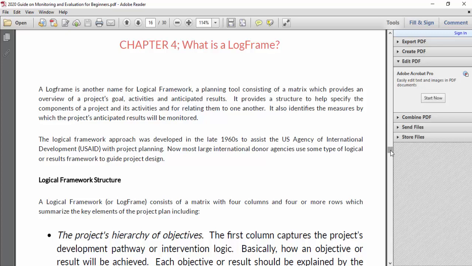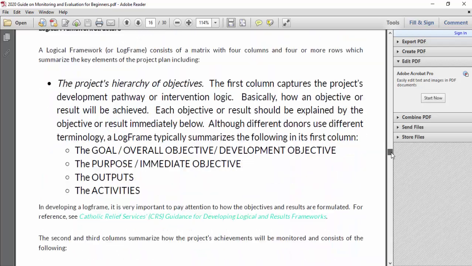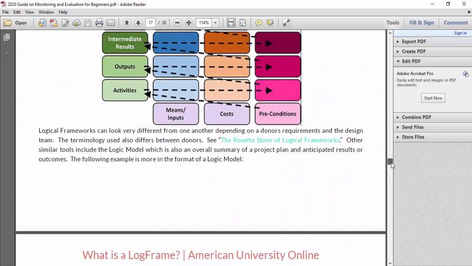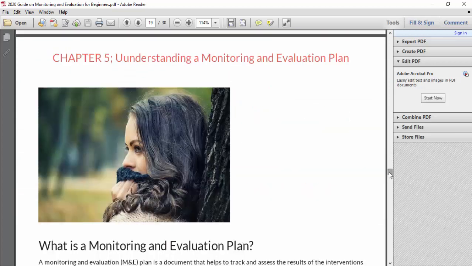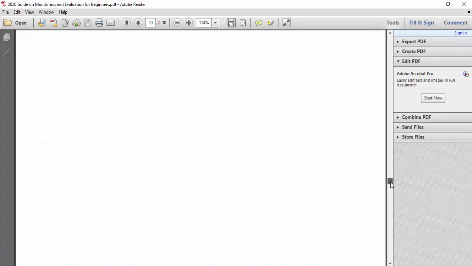Truth be told, by the time they have employed you as an M&E officer in an organization, you already find that they've developed a log frame. But what if they ask you to help out in developing a new log frame for a new project? This chapter explains all that, what are the steps. Another important thing, understanding a monitoring and evaluation plan, it also explains that.